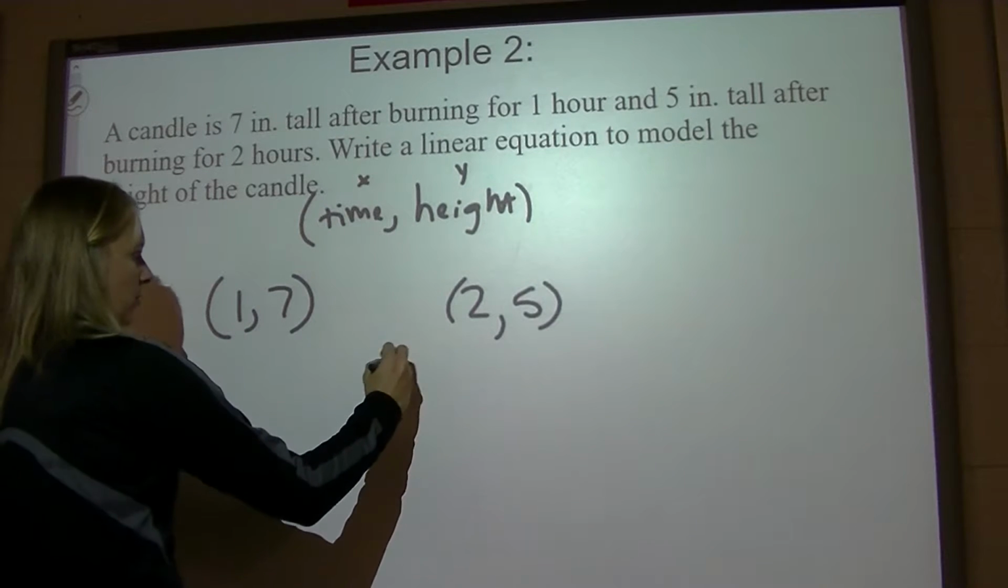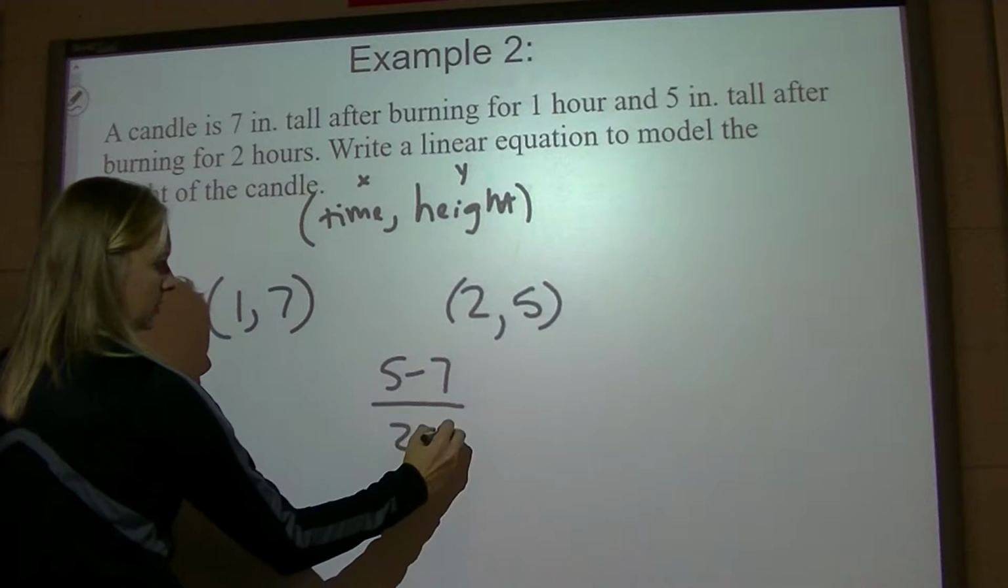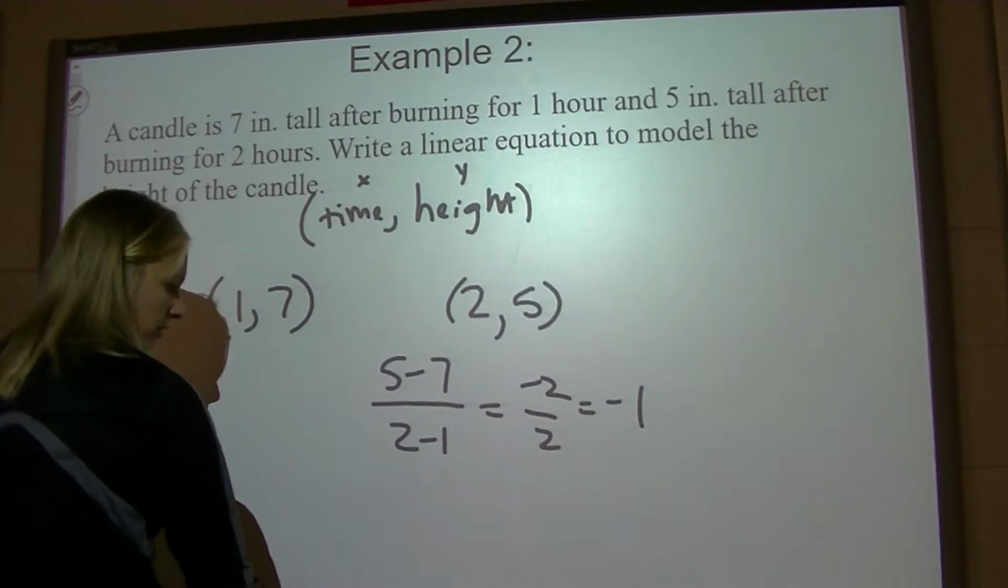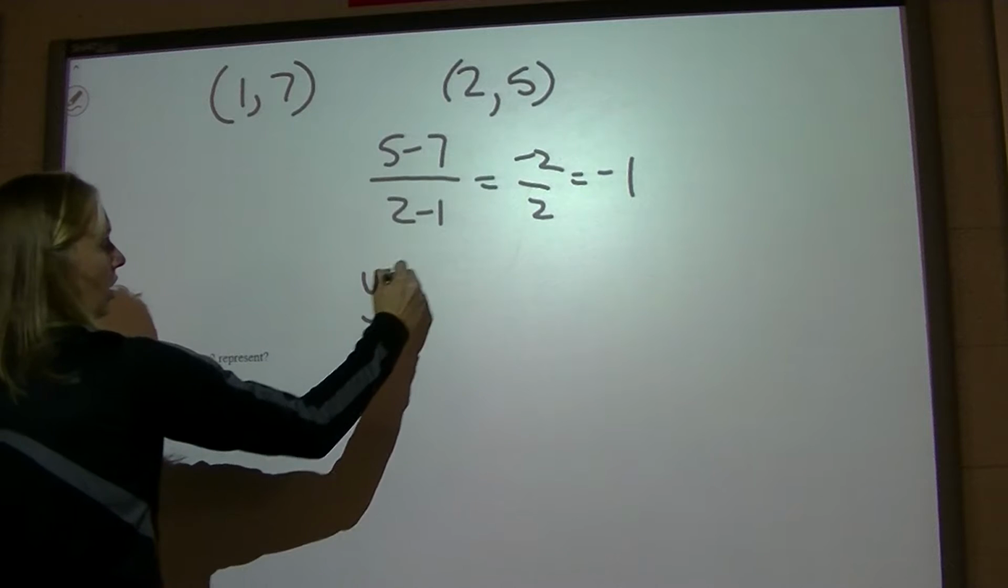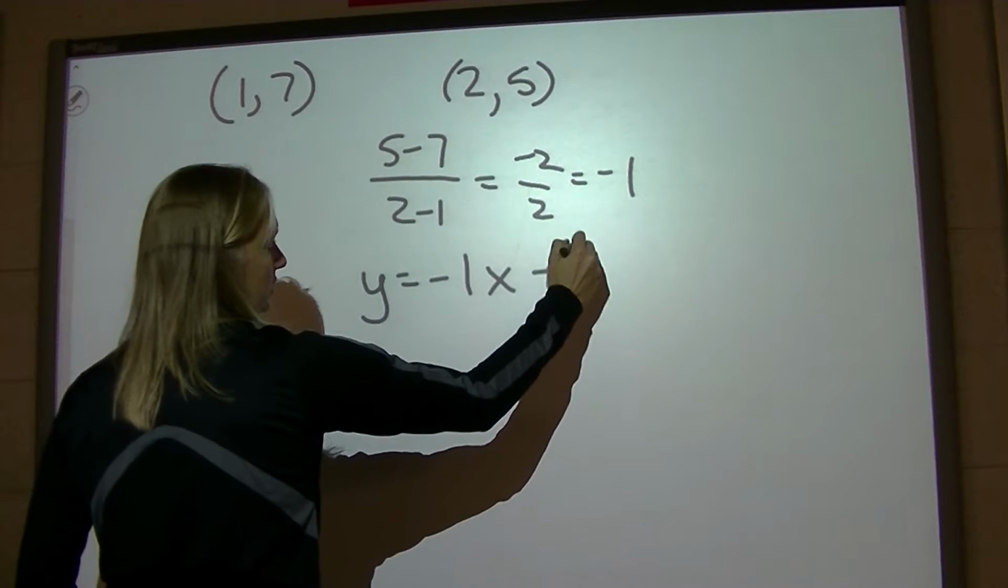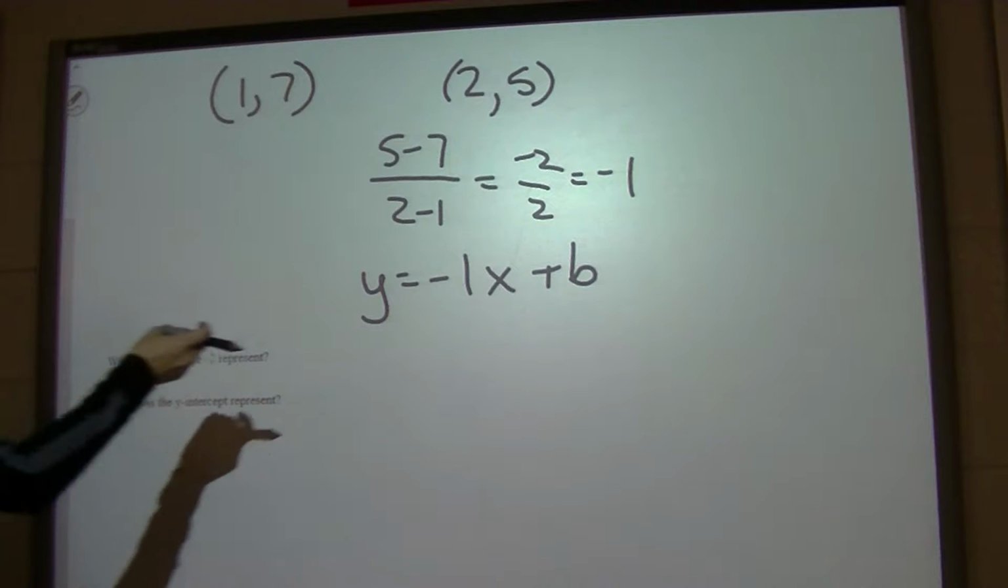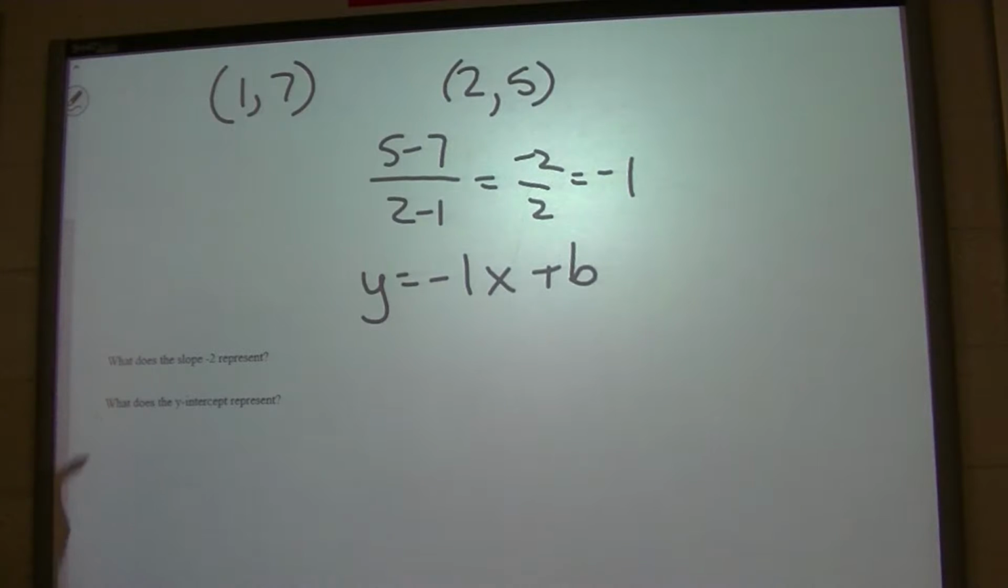So I'm going to use my slope formula, 5 minus 7 divided by 2 minus 1, that's negative 2 over 2, which is negative 1. So I have y equals negative 1x plus b. From here you can use your point slope form to figure it out. Clearly I already have it in y-intercept form, so that's what I'm going to use.